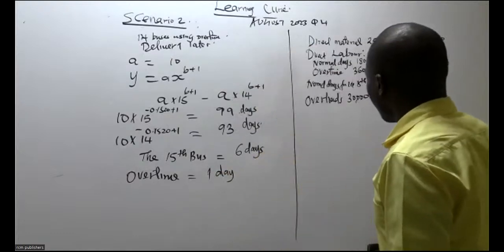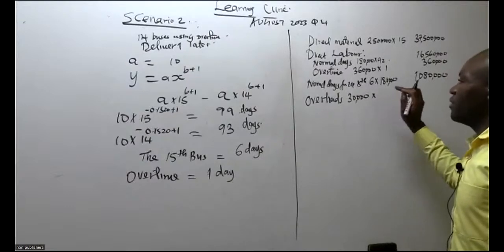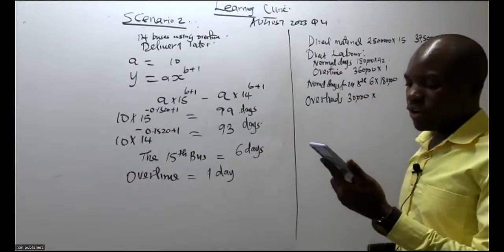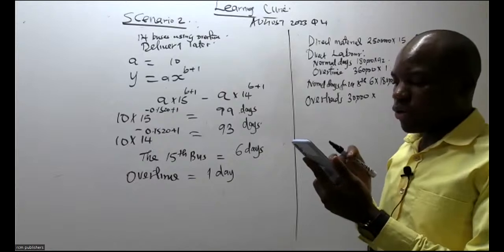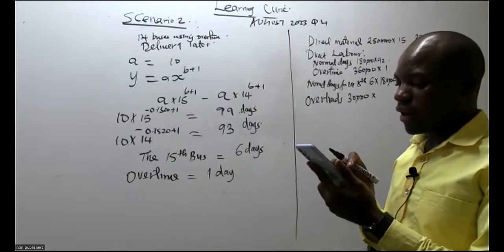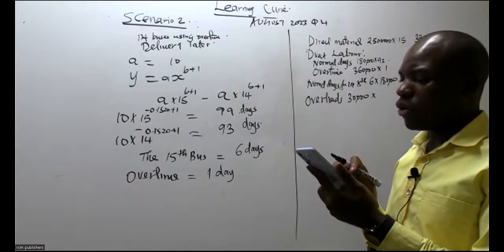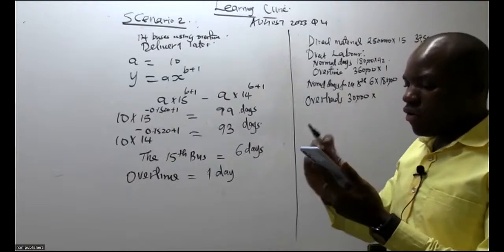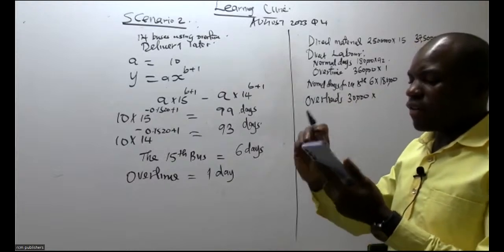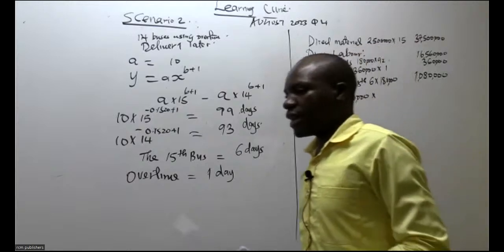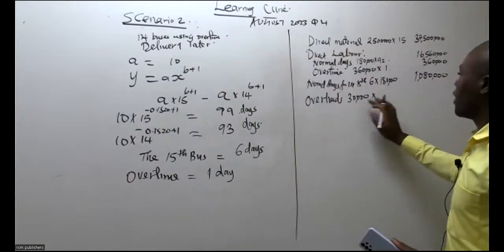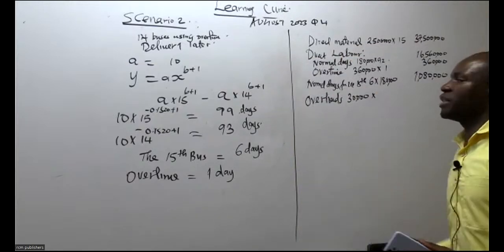Overtime. Overtime rate is 30,000 by the number of days. Let me read the statement for you. The overtimes will be allocated to the special order at the rate of 30,000 per normal working day, and no overtimes will be allocated for overtime working. Sasa nataka mnipatie number of days hapa to summarize hii kitu ishe.